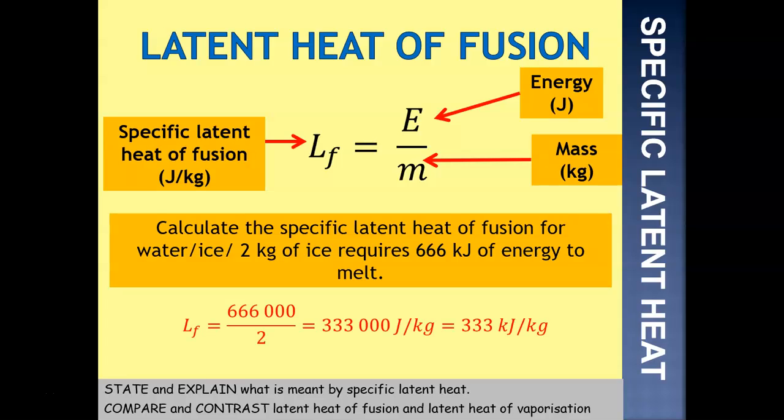Okay, so latent heat of fusion, 666 kilojoules, we have to convert that into joules. So that's 666,000 joules. We divide that by the mass, which is 2 kilograms, giving us a value of 333,000 joules per kilogram. That can also be expressed as 333 kilojoules per kilogram. So if we have a kilogram of ice, we have to supply it with 333 kilojoules in order to melt it into a liquid.